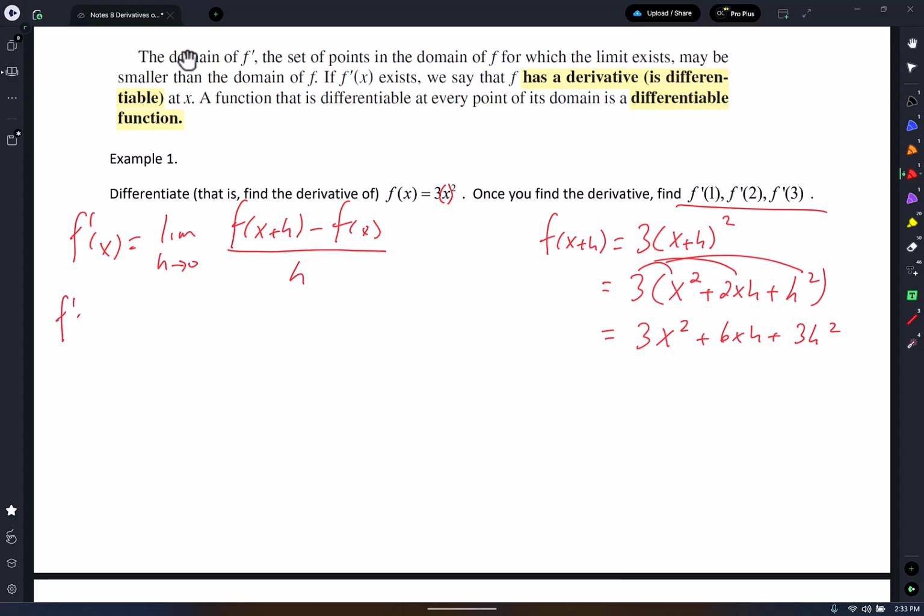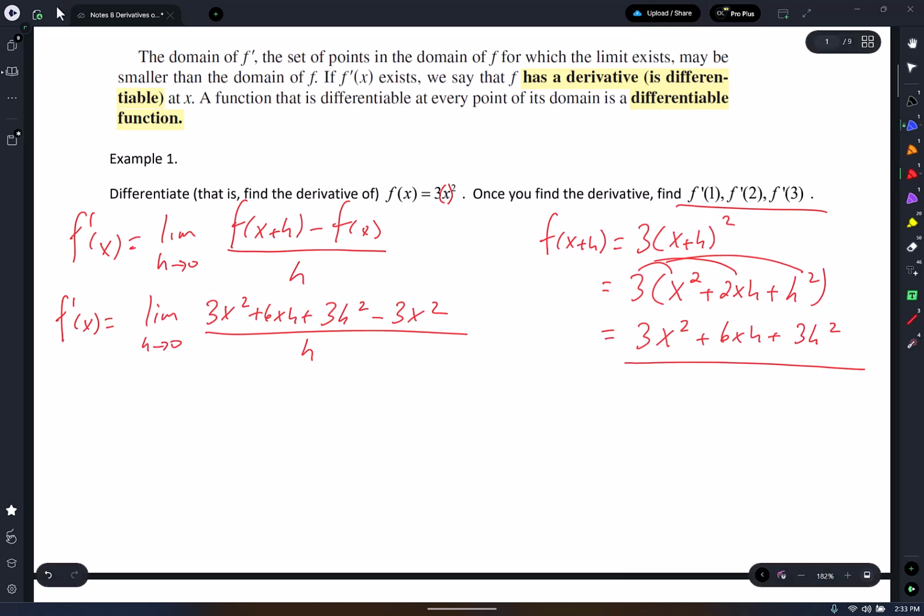All right, guys, here we go. I'm just plugging it in now. Limit as h approaches 0. I'm plugging in this for f of x plus h: 3x squared plus 6xh plus 3h squared minus 3x squared. All this is over h. What's going to zero out first? The 3x squareds.